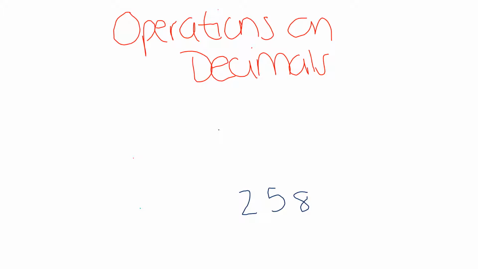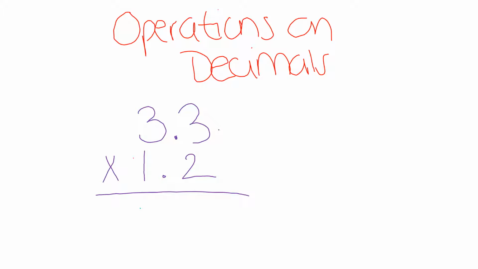Now let's talk about multiplication. The way I learn multiplication is I essentially ignore the decimal point until the very, very end. So say I have 3.3 times 1.2. I'm actually going to treat this as if I'm multiplying 33 times 12.